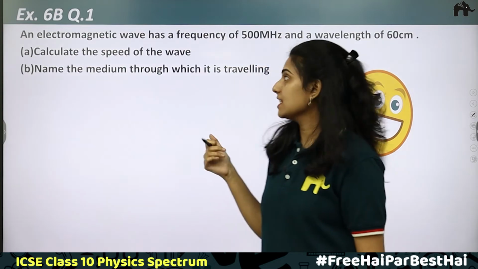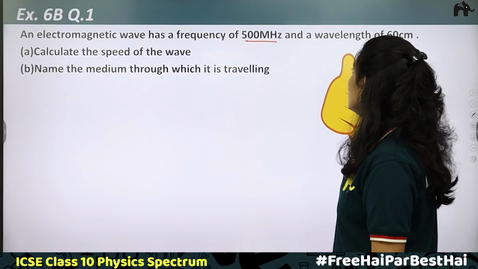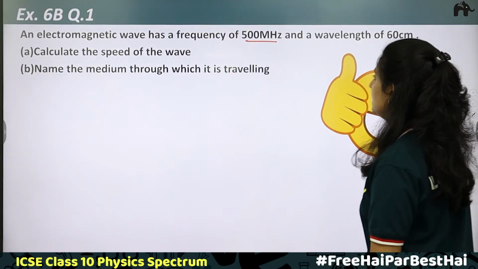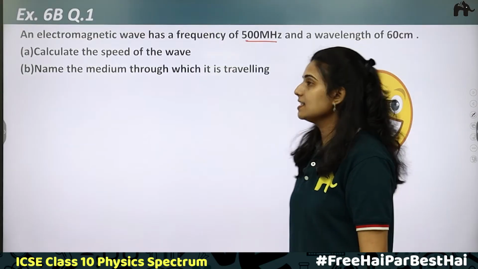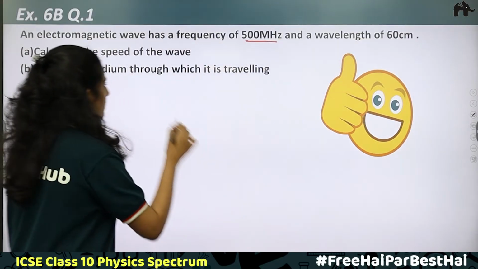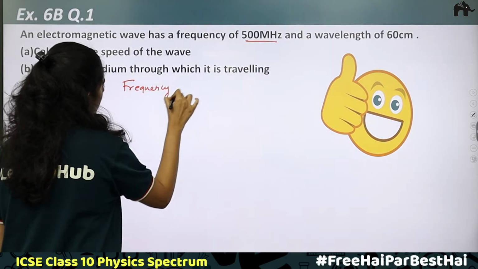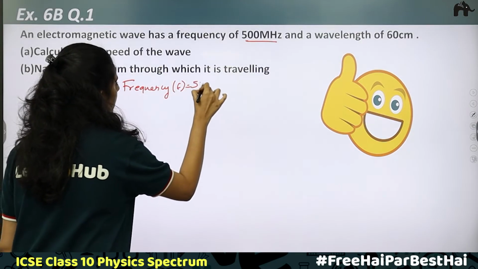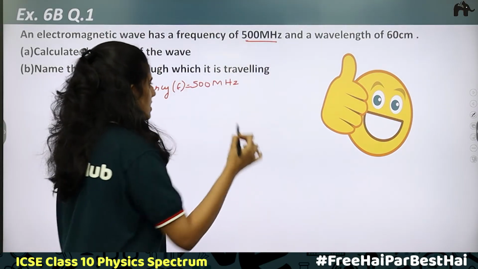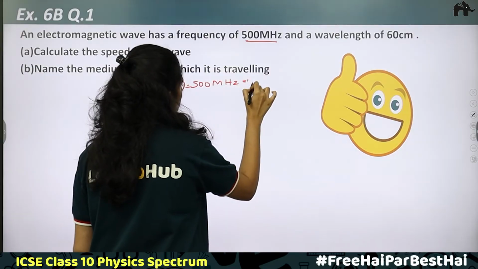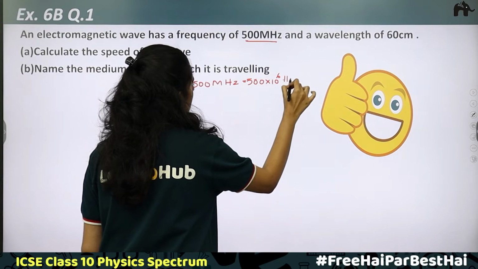Question 1 of exercise 6B. An electromagnetic wave has a frequency of 500 megahertz and a wavelength of 60 centimeter. Calculate the speed of the wave, then name the medium through which it is traveling. So, first we are given the frequency. Frequency f is equal to 500 megahertz. Mega means 10 raised to 6, which is equal to 500 into 10 raised to 6 hertz.